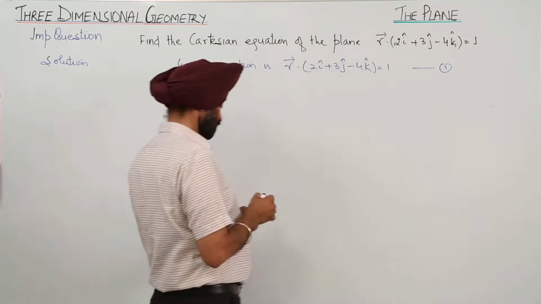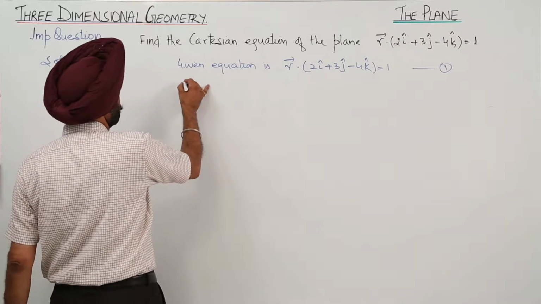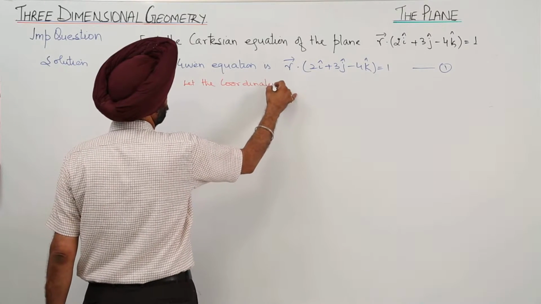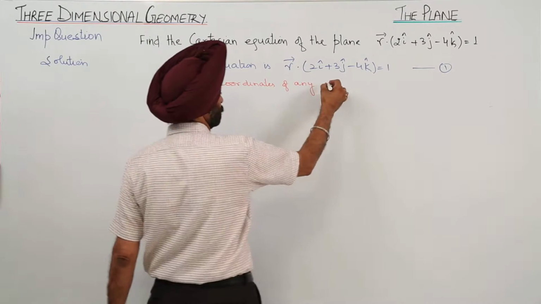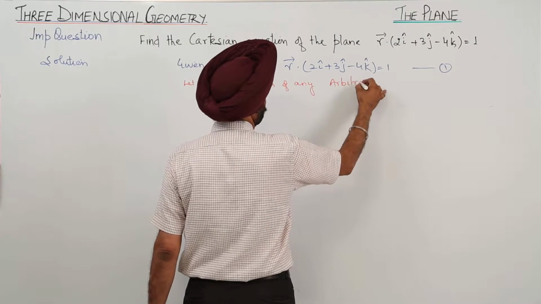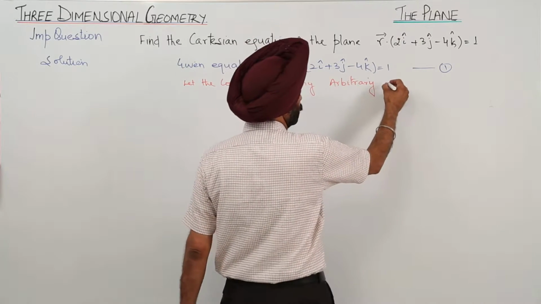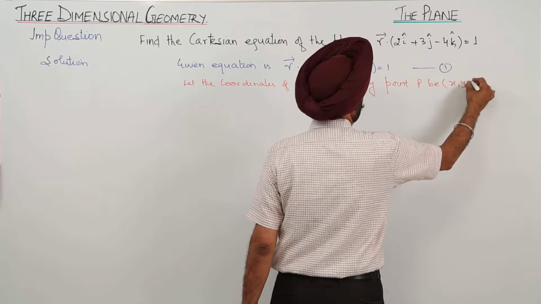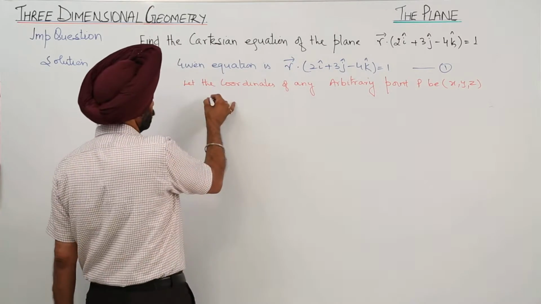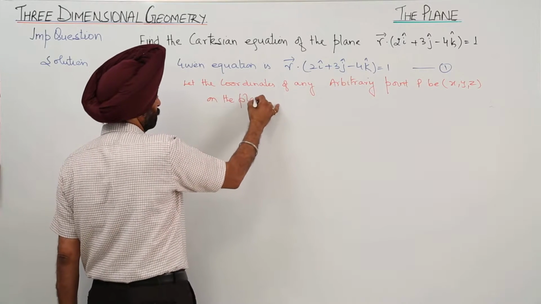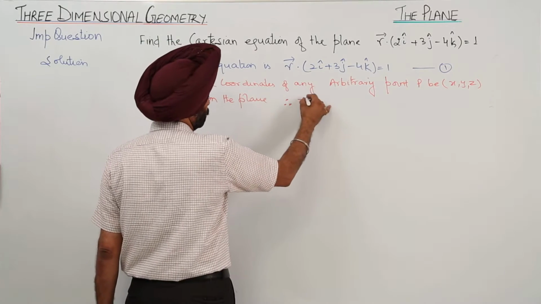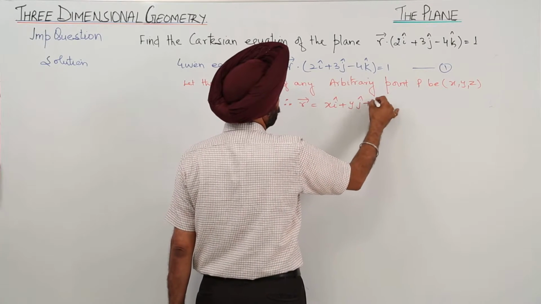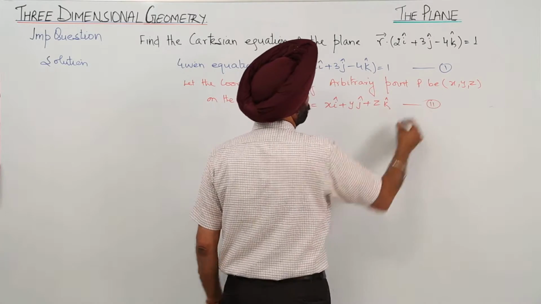Equation 1. Now let the coordinates of any arbitrary point P be x, y, z on the plane. Therefore, vector r is equal to xi cap plus yj cap plus zk cap. Equation 2.